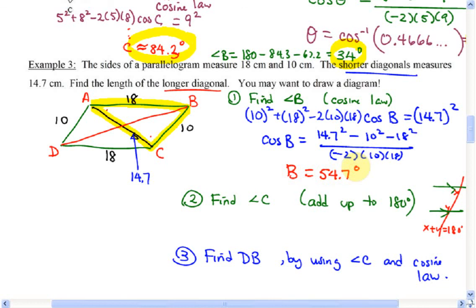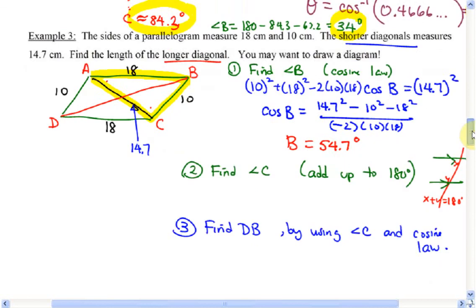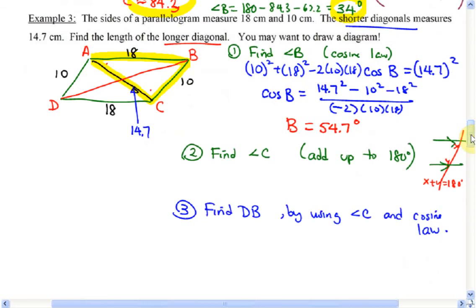So now with that, let's see if you can keep going on. Try to find angle C, then try to find dB. And if you're done example 3, try example number 4 on your own. If you thought 3 was fun, 4 is funner. Great.